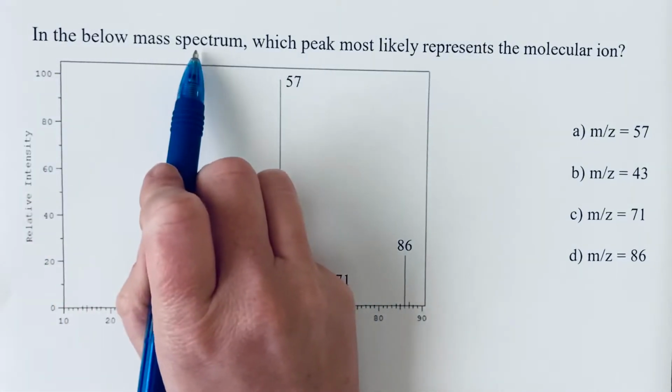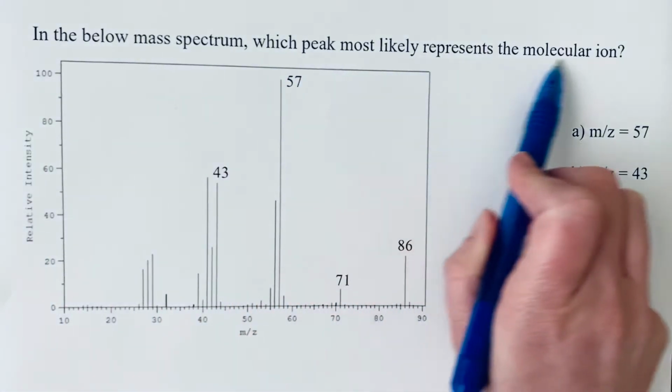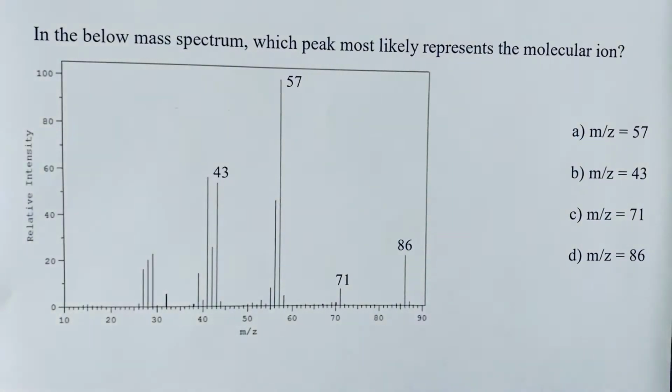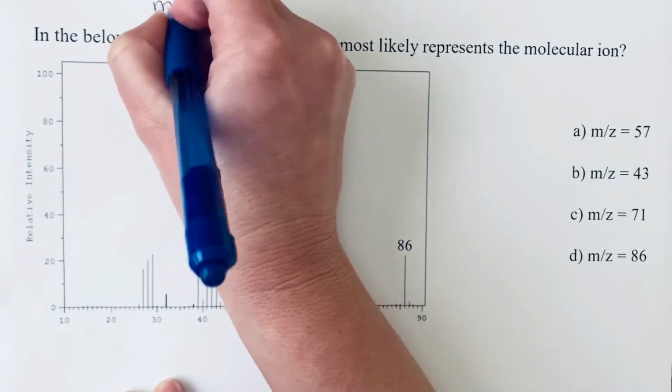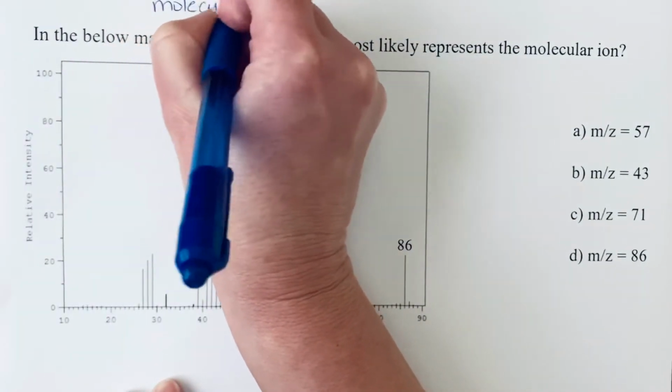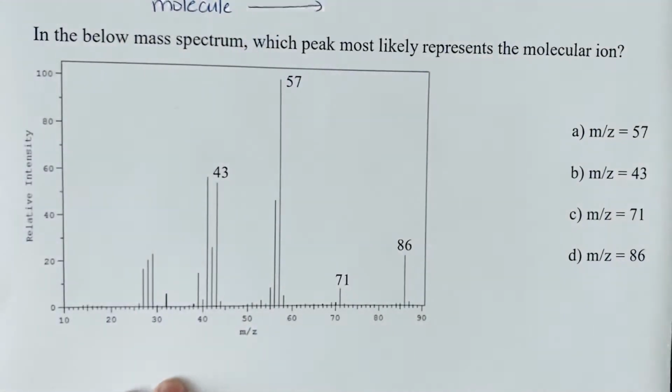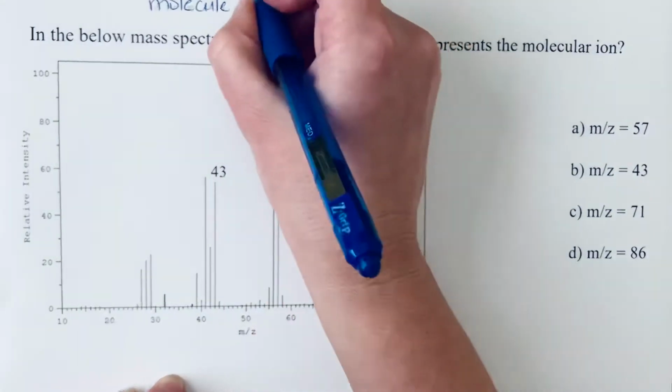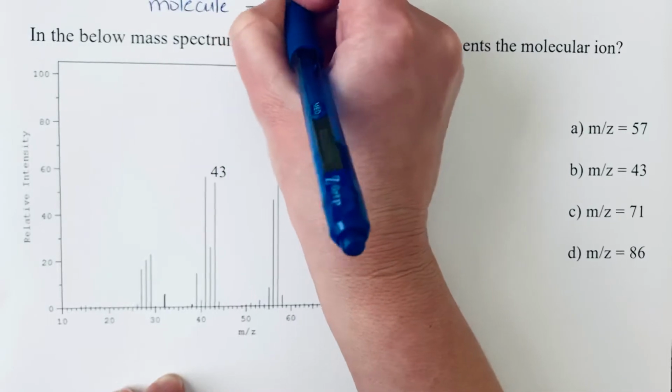In the below mass spectrum, which peak most likely represents the molecular ion? So the molecular ion is, if we take a molecule and put it into the electron ionization mass spec, we're going to shoot this with a beam of high energy electrons.